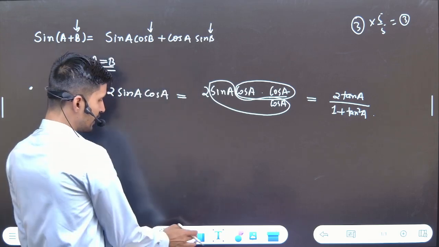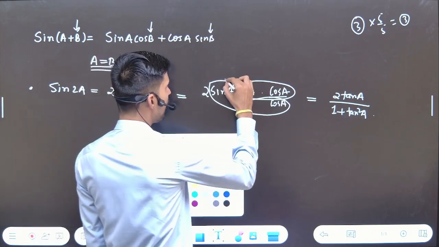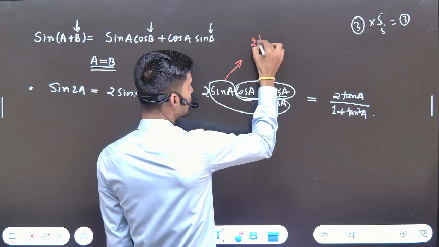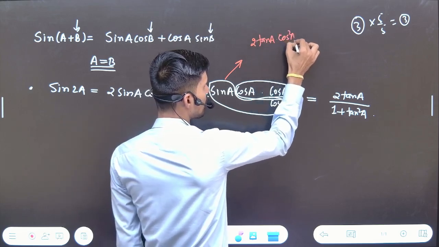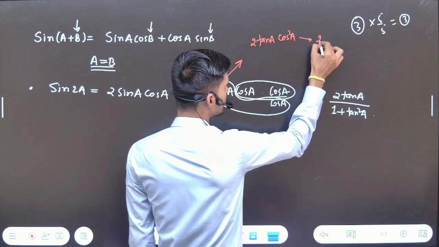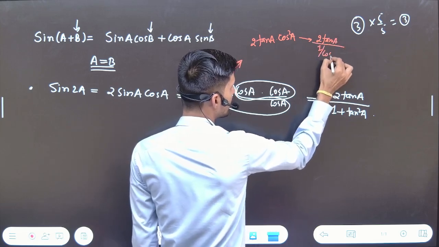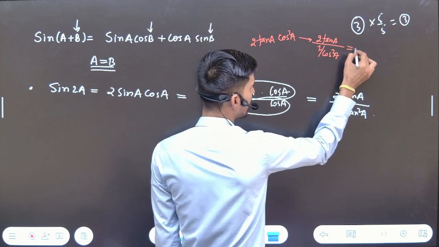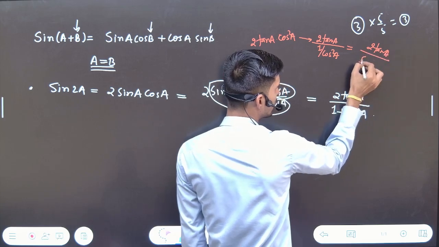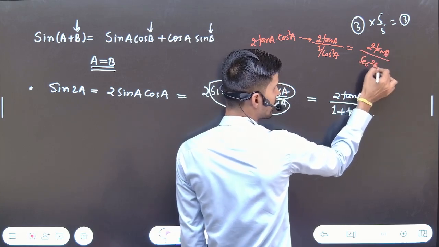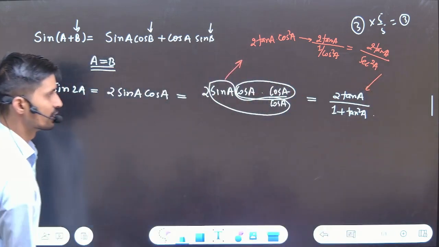So from where are we getting this formula? From here I am going to make one arrow. This is changing to tan A upon 1 by cos square A. And again it is changing to tan A upon sec square A. And sec square theta is 1 plus tan square theta.